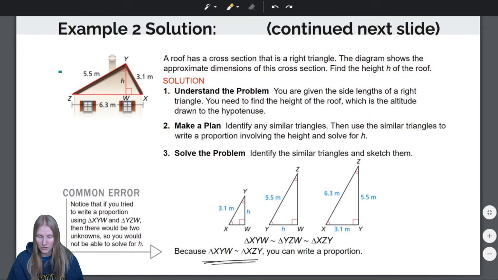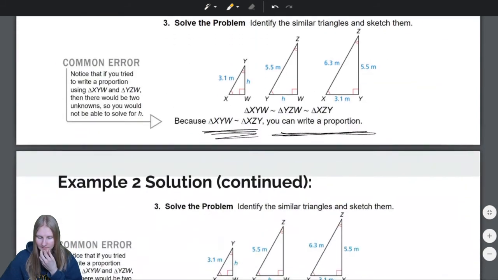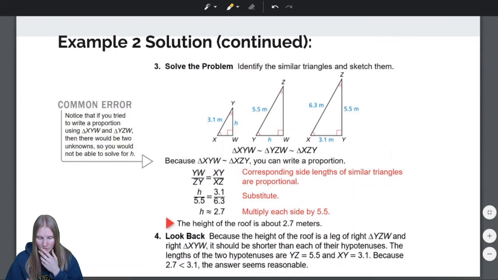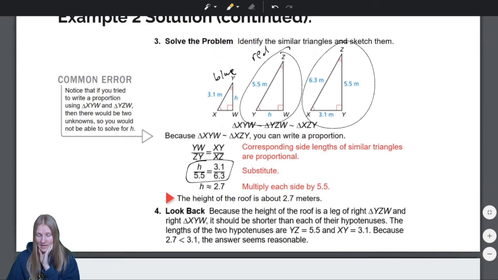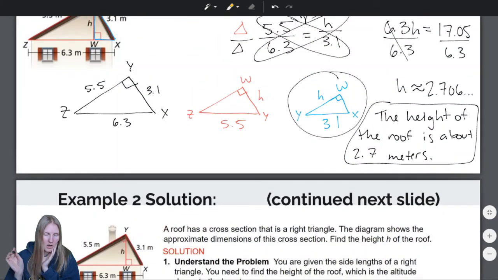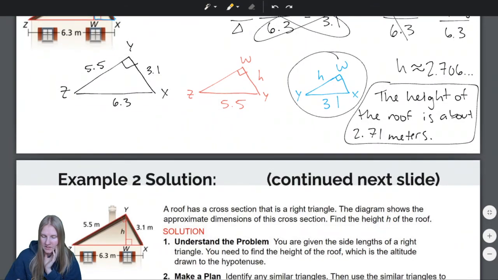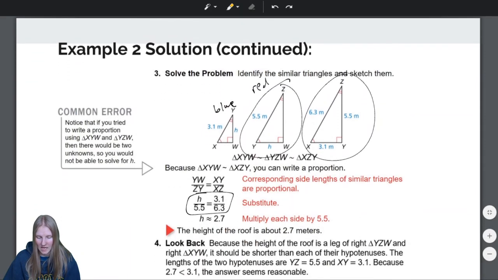But because these triangles are similar, we can write a proportion. That's what they did. They used the middle triangle and the big triangle, which is what we did. This was our red triangle, our blue triangle. And they got about 2.7. We said 2.71. If we rounded to the tenth, we also would have had 2.7. They didn't tell us what to round to, so it's okay that we had 2.71.